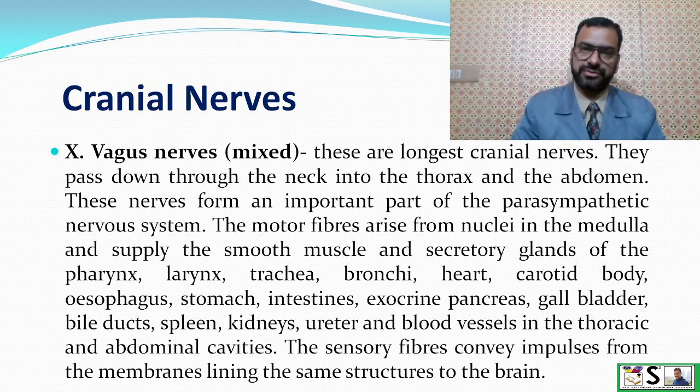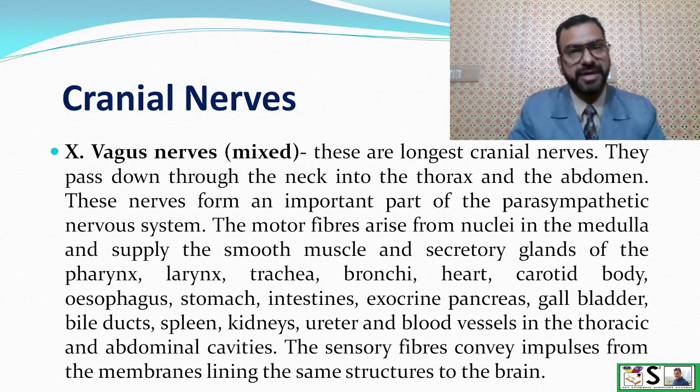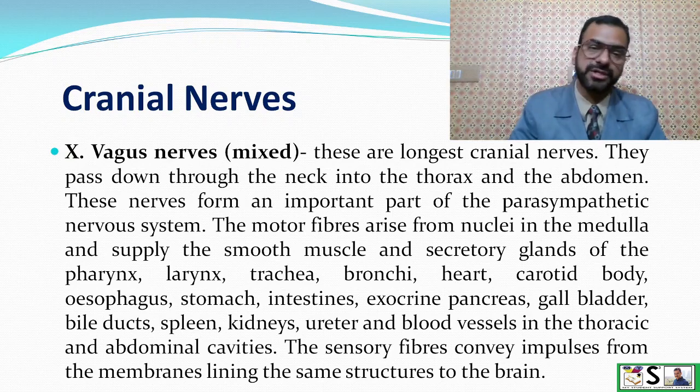Tenth is the vagus nerve. This is a mixed nerve. This is the longest cranial nerve. They pass down through the neck into the thorax and abdomen. These nerves form an important part of the parasympathetic nervous system, that is part of the autonomic nervous system.